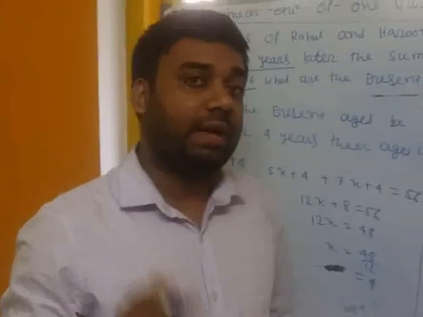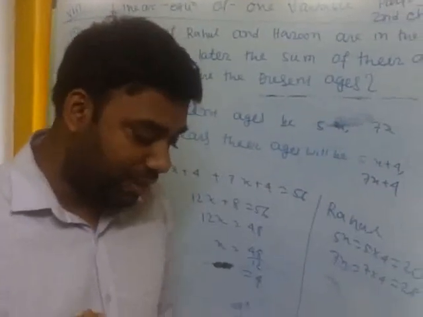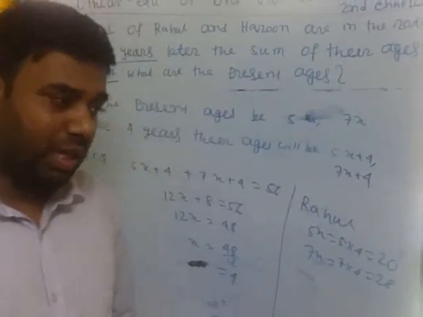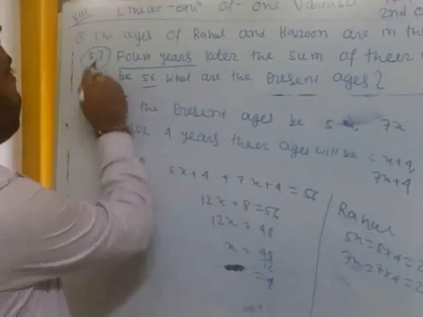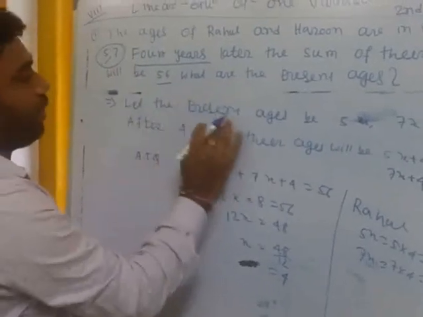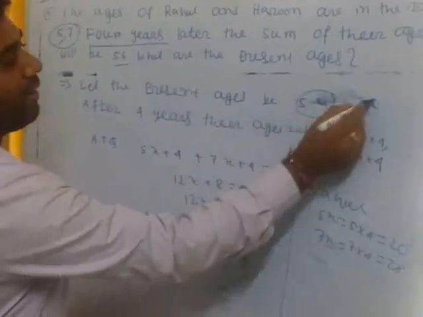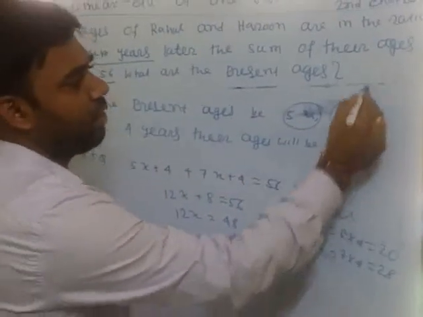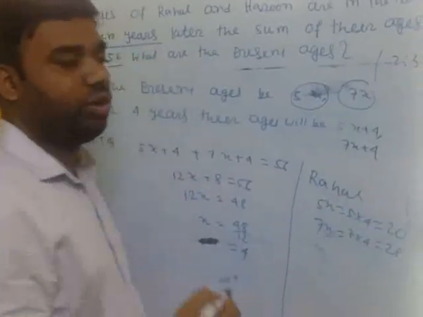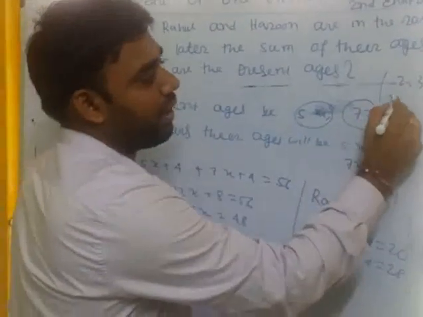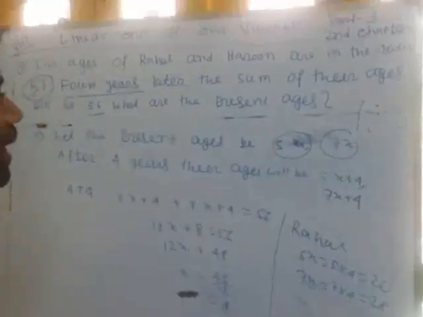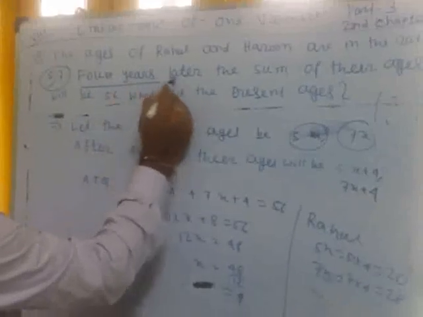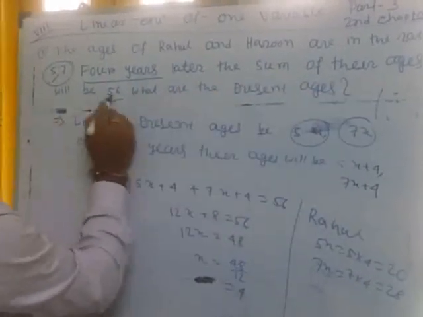In the previous class, I told that if the ratio of ages or any numbers is given, we can take the present ages as 5x and 7x, because 5:7 is the ratio of the present ages. If the ratio of their ages is 2:3, we can take 2x and 3x. In a similar manner, here it is 5x and 7x. 4 years later, the sum of their ages will be 56.